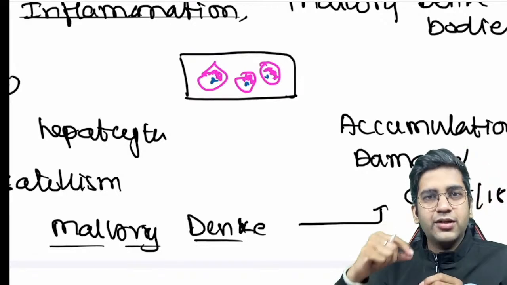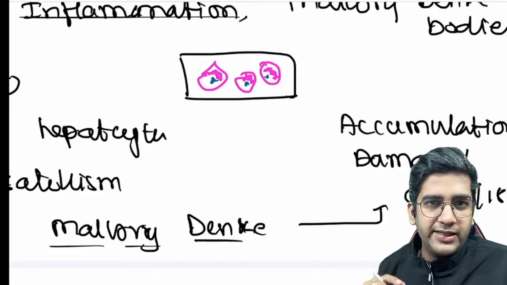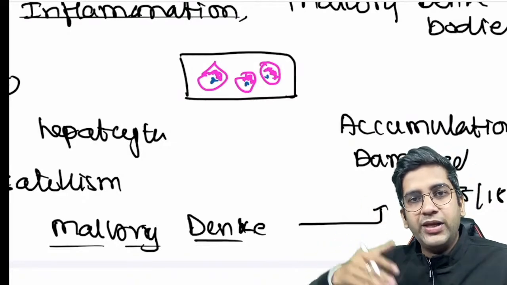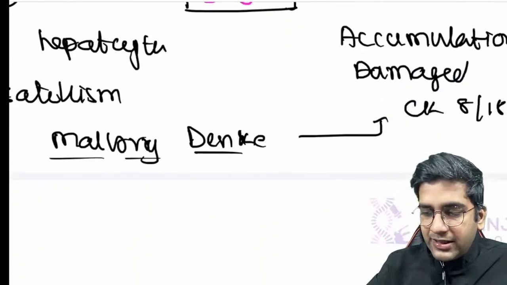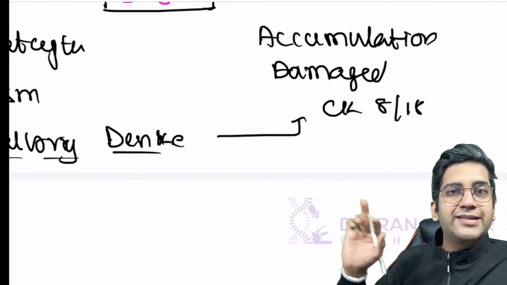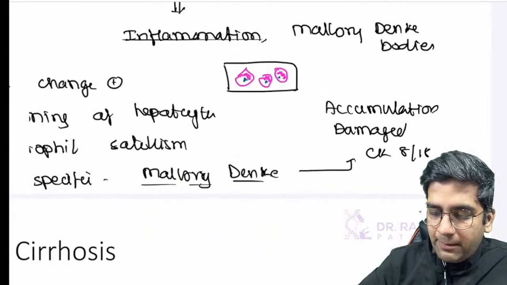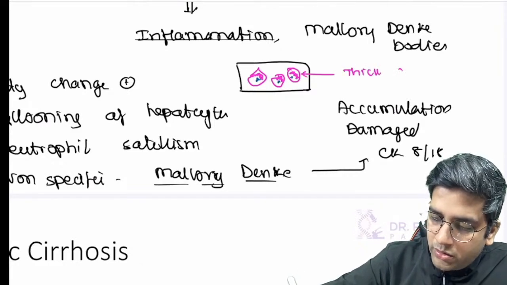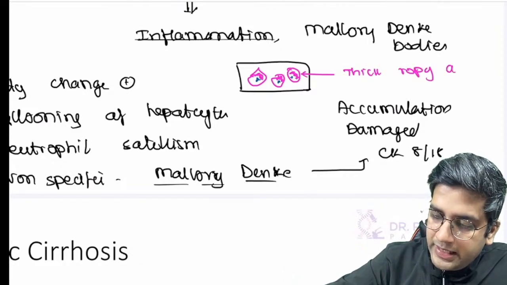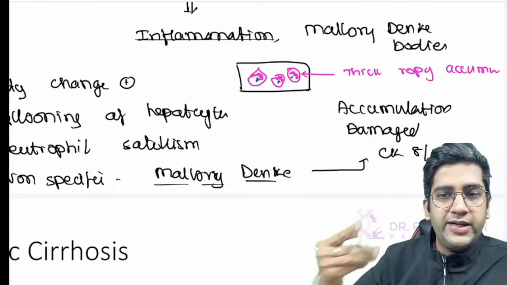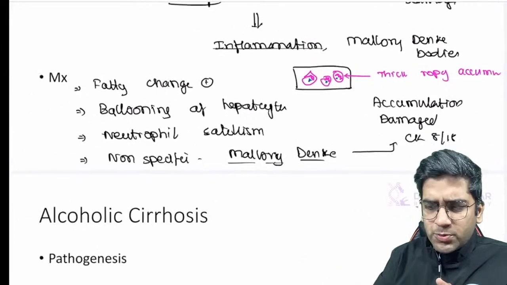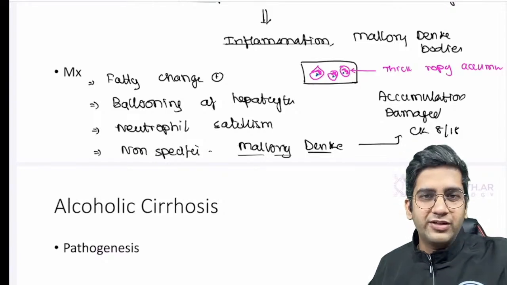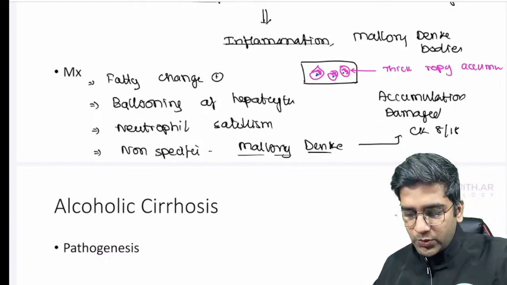It's actually a thick, ropey accumulation of a pink material. It was pink in color. Mallory didn't know what it was, so he named it Mallory-Hyalin. Denk came and said that it's not some random pink color, it's cytokeratin damage, so we call them Mallory-Denk bodies, right? So this thick, ropey accumulation inside the cell is your Mallory-Denk or Mallory-Hyalin body. It's a very non-specific finding. I'm sure you know by this time you will be seeing lots and lots of liver damage, not only in case of alcohol.